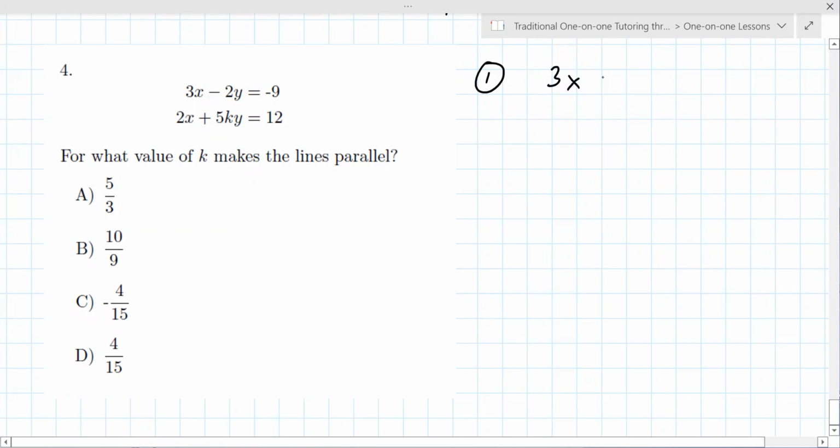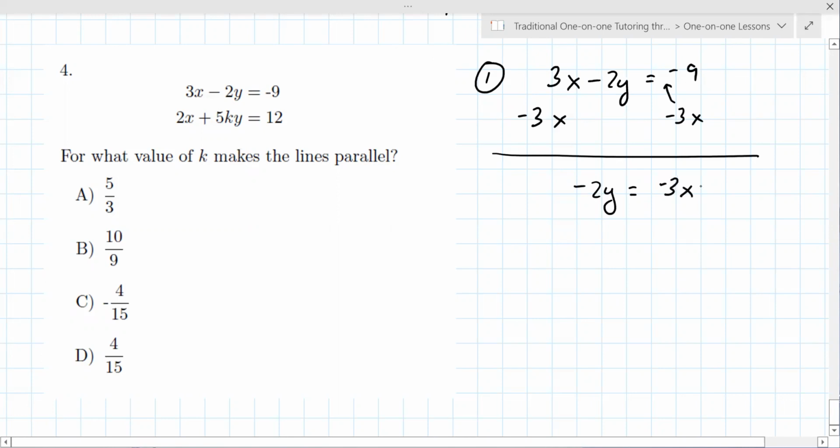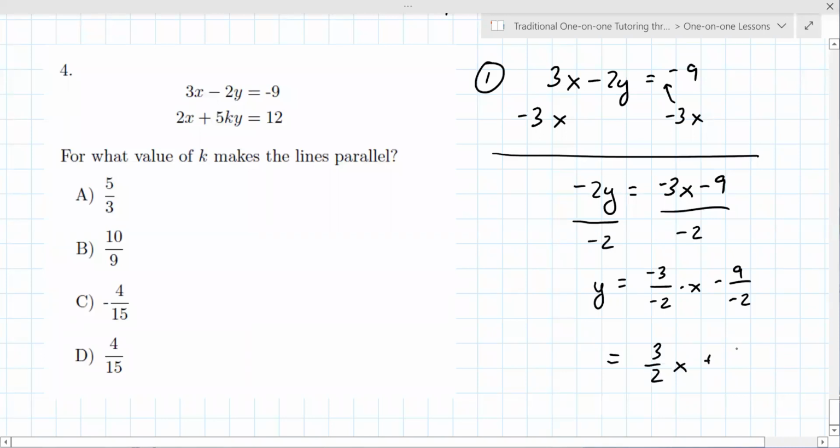So 3x minus 2y equals -9. You subtract 3x from both sides of the equation. And so it becomes -2y equals, and this goes in front, -3x minus 9. And then you divide both sides by -2. So it's -3 over -2 times x minus 9 over -2, like that. So you got 3 halves x plus 9 halves there.